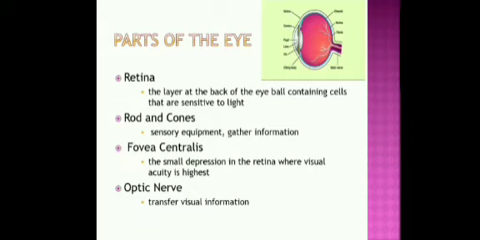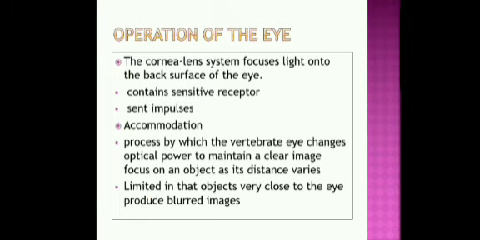And the last one is the optic nerve. It transfers visual information. It transmits sensory information for vision in the form of electrical impulses from the eye to the brain. Now let's move on to the operation of the eye. The cornea-lens system focuses light onto the back surface of the eye, which also contains sensitive receptors and sends impulses. So the cornea and lens help to focus the light rays onto the back of the eye, which is the retina.